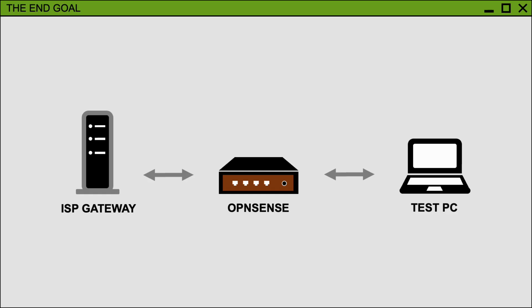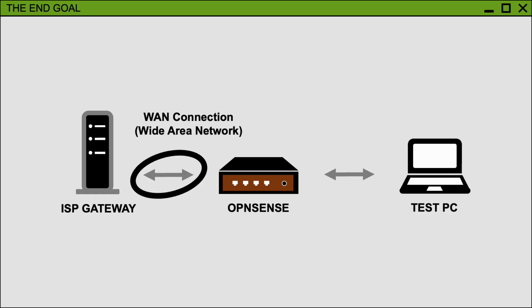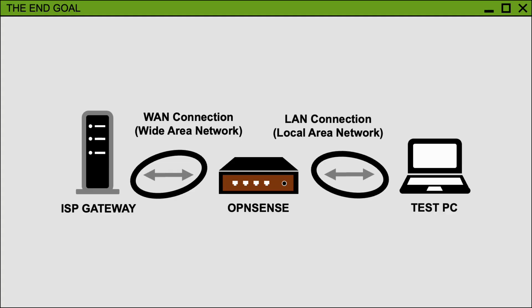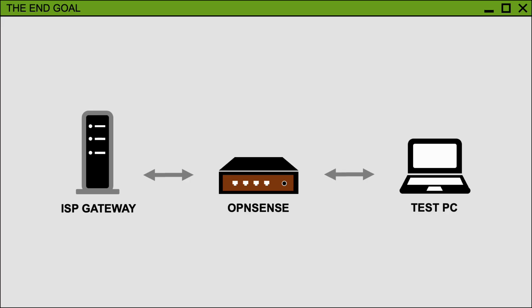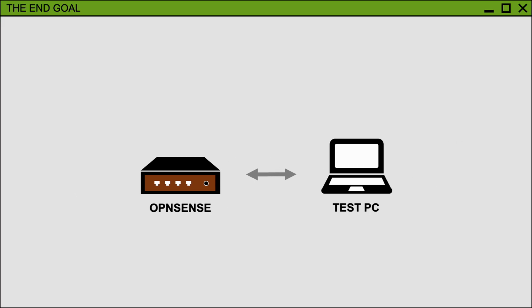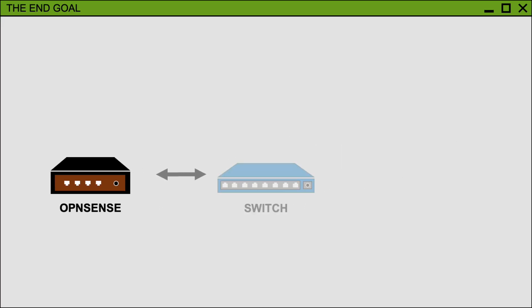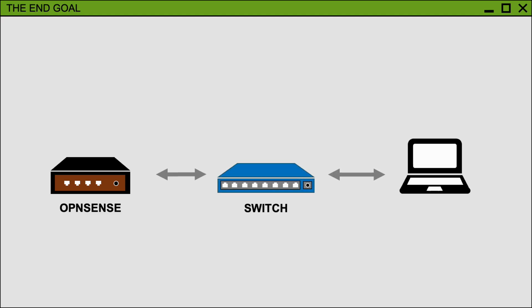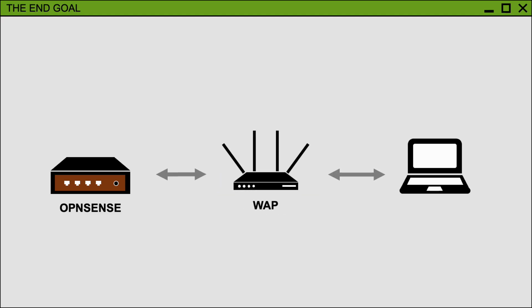The connection between your OPNsense machine and the ISP gateway is referred to as the WAN connection, or Wide Area Network. The connection between your OPNsense machine and the test PC is referred to as the LAN connection, or Local Area Network. You may notice that the LAN side only supports a single computer. But don't worry, once you get everything working, you can easily expand it. You just need to replace your test PC with a network switch and/or wireless access point, and then connect all of your devices to that.